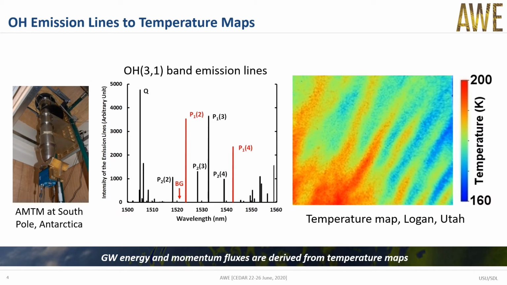As these emissions are in local thermodynamic equilibrium, the rotational temperature yields a good estimate of the atmospheric temperature at the OH layer height. The figure on the right shows an example temperature map. Note the 40-degree temperature range and the high quality of the data. This map in intensity and temperature will be an AWE level 2 data product. Gravity wave energy and momentum fluxes are derived from these temperature maps.